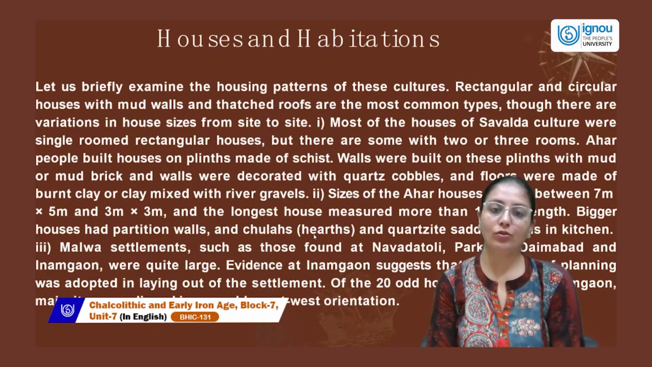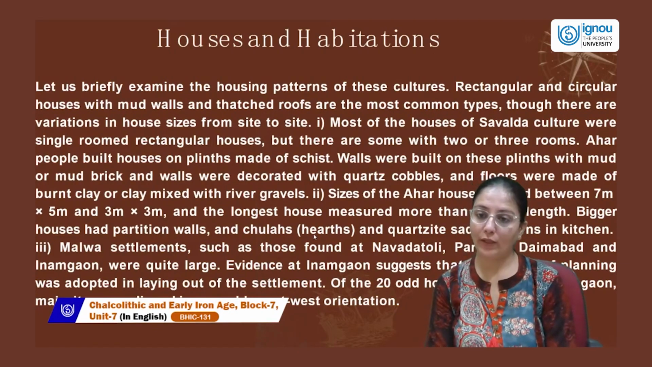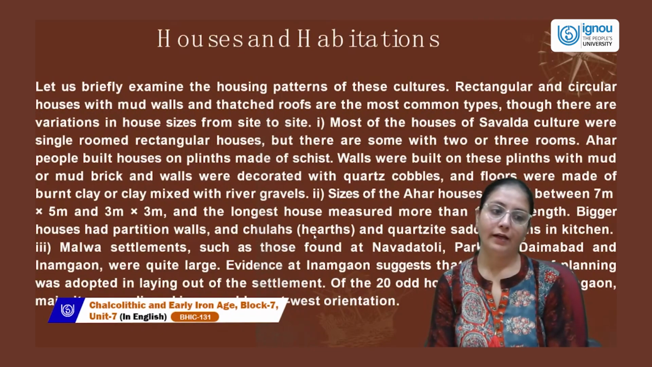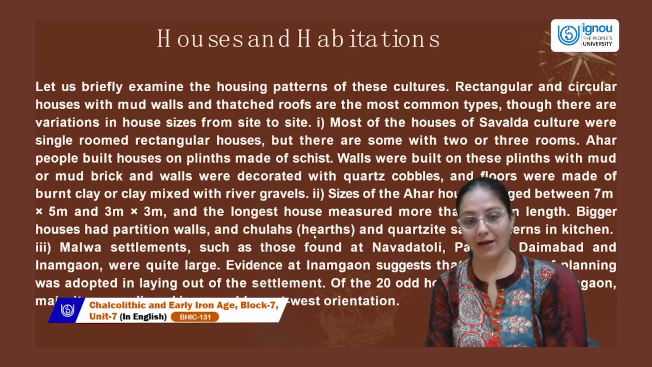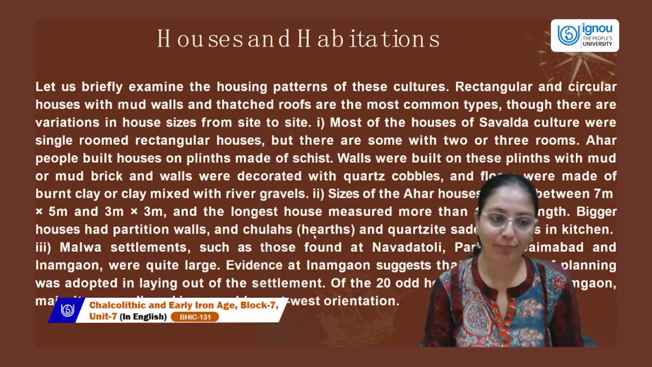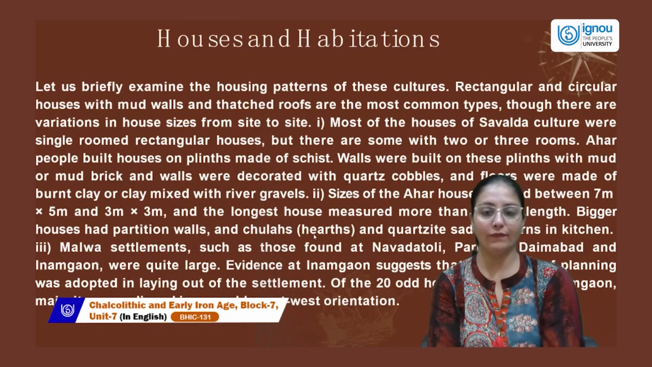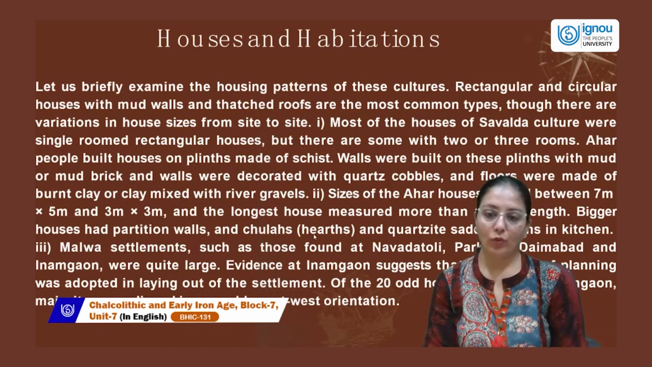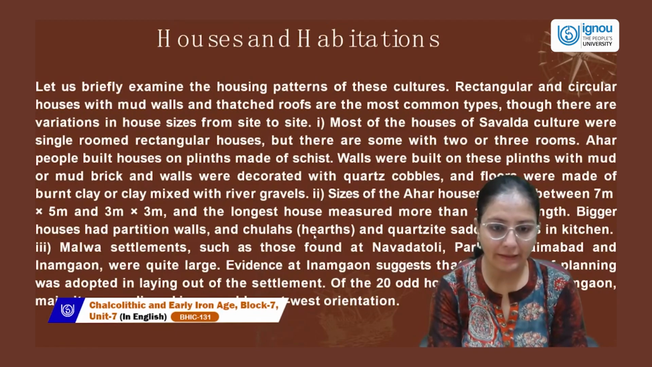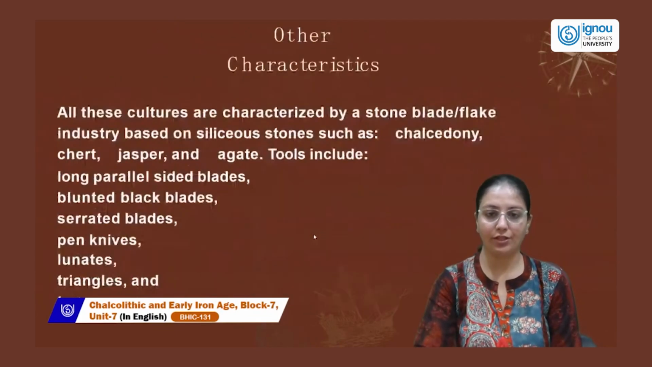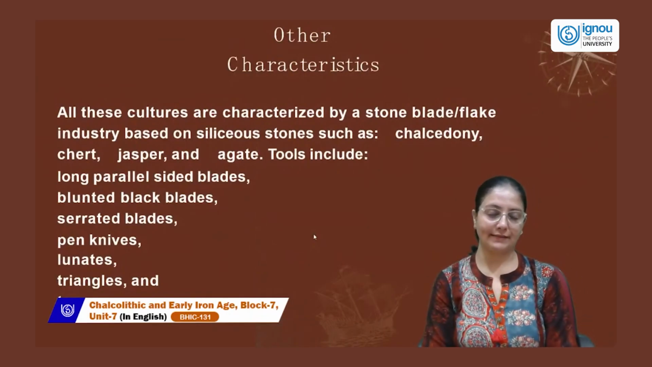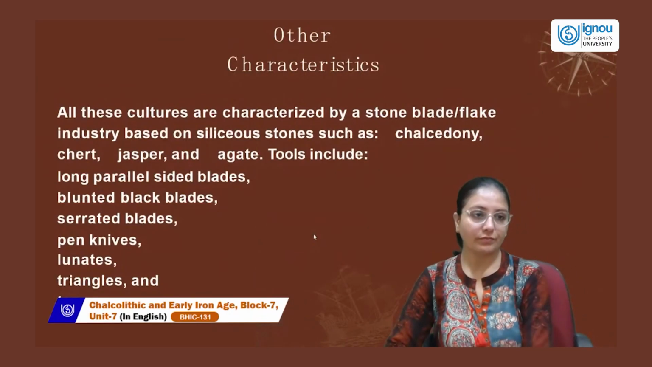Malwa settlements such as those found at Navdatoli, Prakash, Daimabad, Inamgaon were quite large. Evidence from Inamgaon suggests that some kind of planning was adopted in laying out the settlement. Of the 20 odd houses exposed at Inamgaon, the majority were aligned in a roughly east-west orientation. Other characteristics of houses.